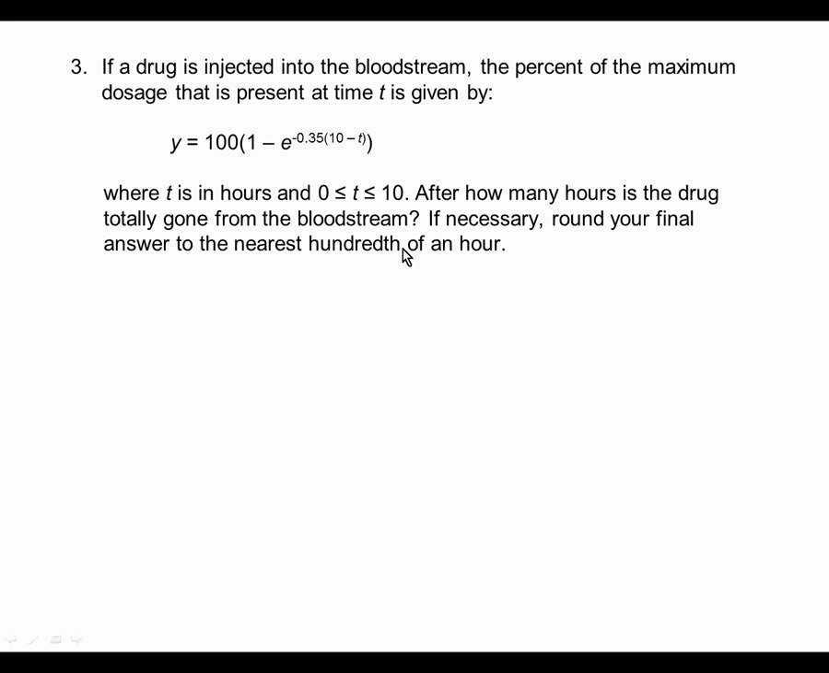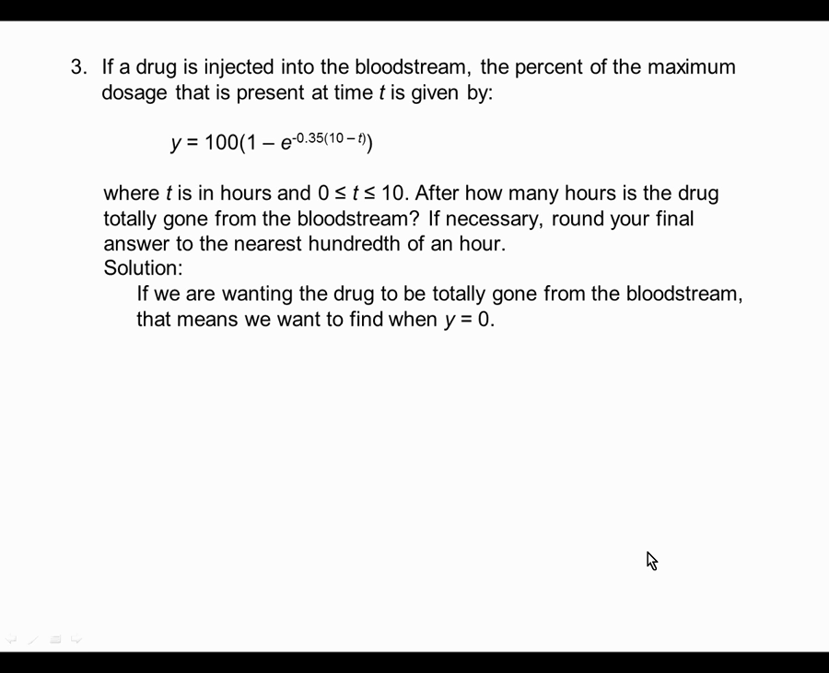Okay, now notice we're given a range for t. So remember, that's our range for x. So this will be the x min and the x max. Now notice we want to know after how many hours is the drug totally gone from the bloodstream. That means we want to know where y is 0. So we can use the single graph method on this one.